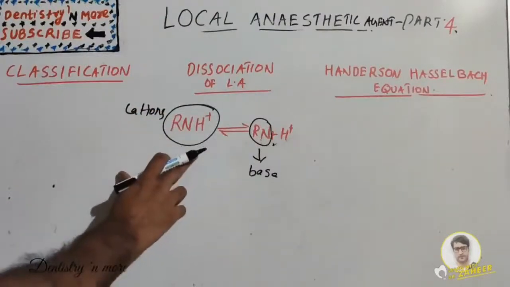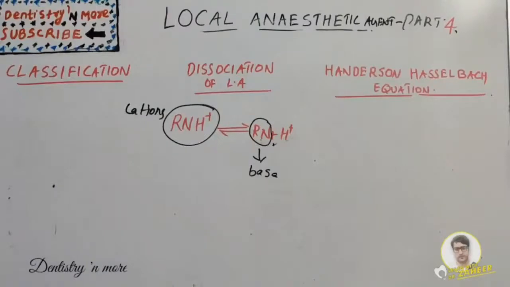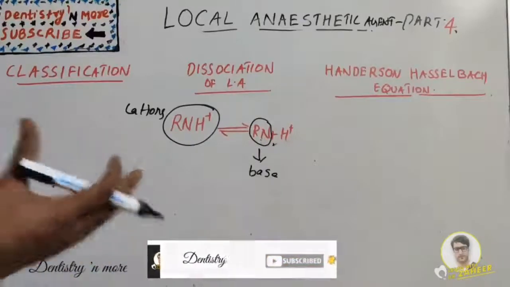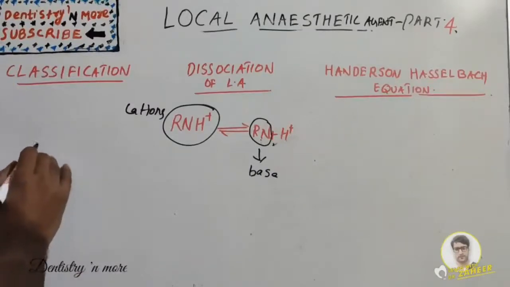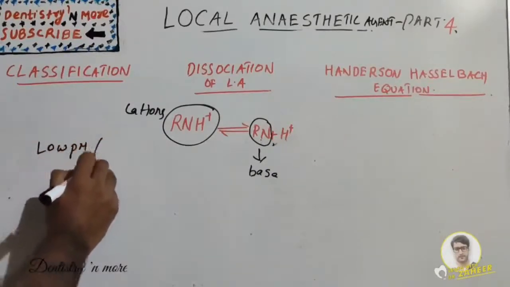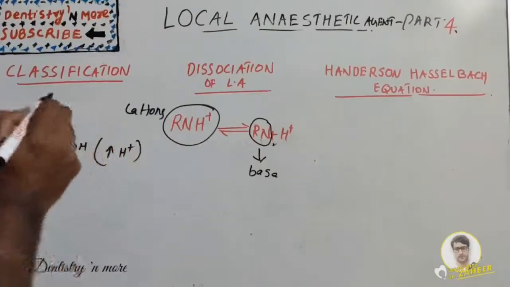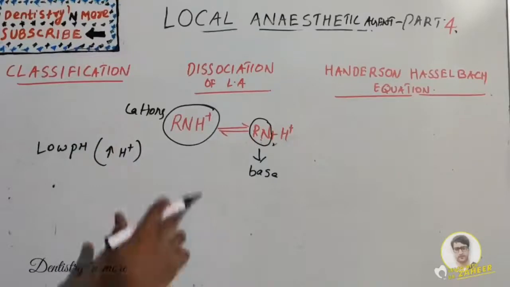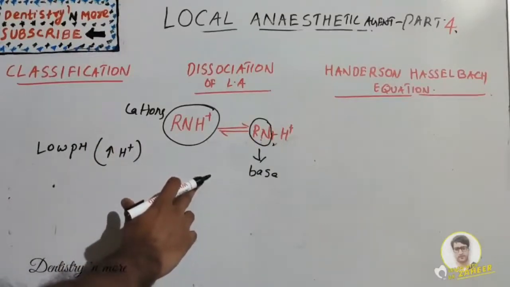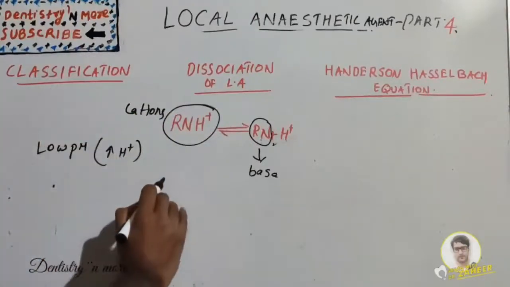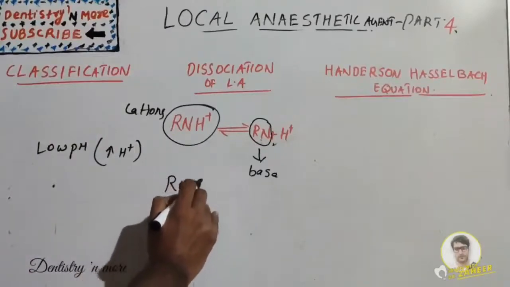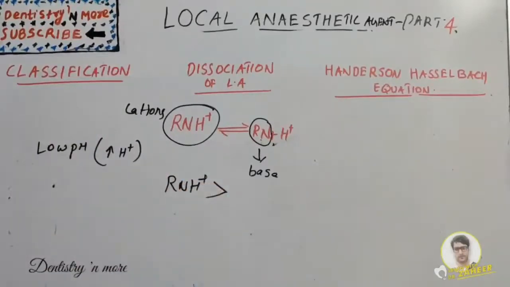So this is the equation. The relative concentration of each ionic form in the solution varies with the pH of the solution or surrounding tissues. In the presence of a high concentration of hydrogen ions, that is low pH, the equilibrium shifts to the left and most of the anesthetic solution exists in cationic form.